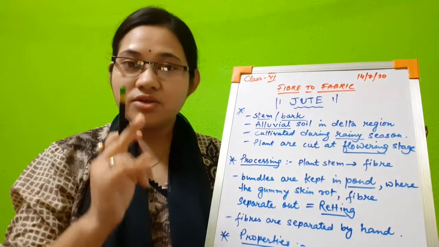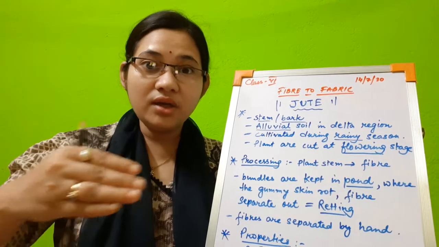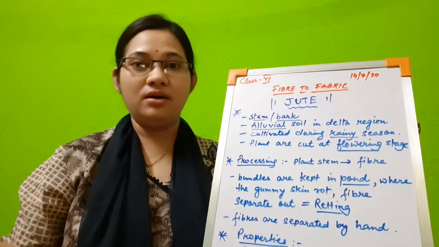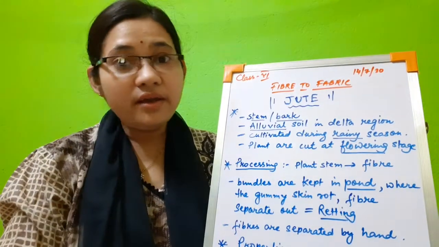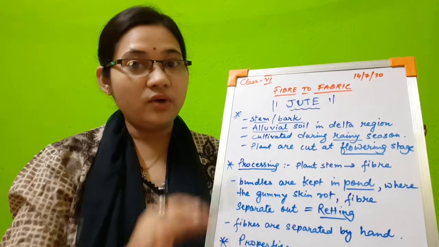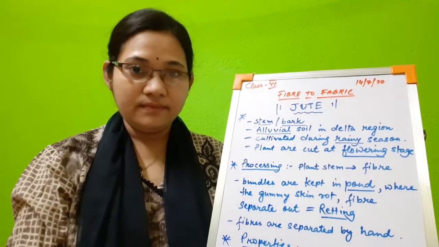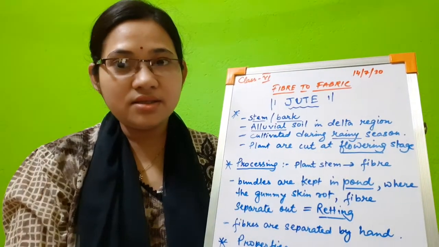You will see that the jute factories, industries or mills are located near the banks of the river Ganga or Brahmaputra. Then it is cultivated during the rainy season, because jute cultivation requires a lot of water for retting. We will study retting. So it needs a lot of water, and that is why it is cultivated during the rainy season.